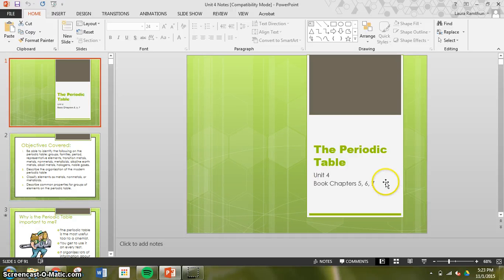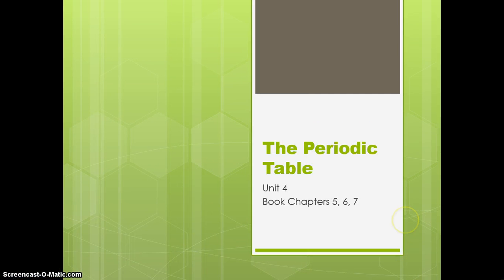All right, ladies and gentlemen, welcome to our first online lecture for Unit 4, where we will be talking about the periodic table and electrons. So today, just to make some connections for this unit, your book, we're going to have work coming from chapters 5, 6, and 7. Chapter 6 will be what today's work connects to.